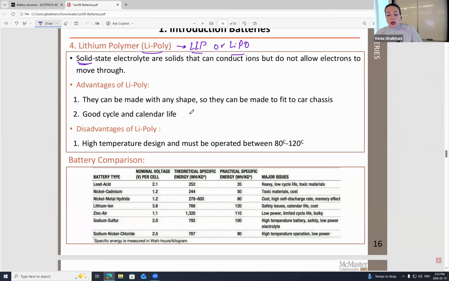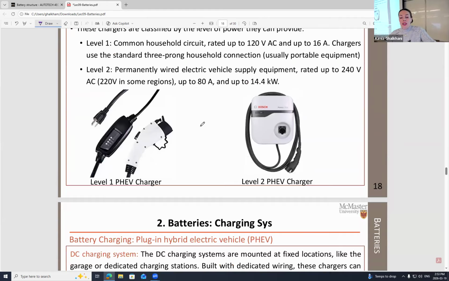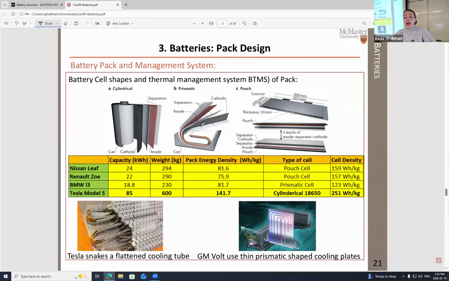Before explaining more, let me quickly show you the difference between them. When I say pouch type, look at here. These are the three different shapes of batteries. This is cylindrical, this is prismatic, and this is pouch. For some people it may not be easy to recognize which one is pouch and which one is prismatic, but I'm going to explain the difference.